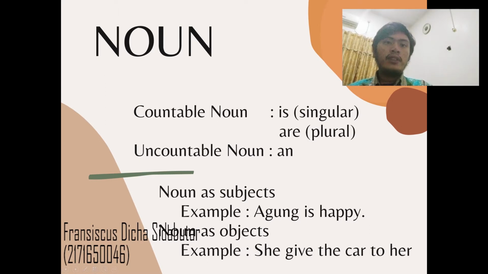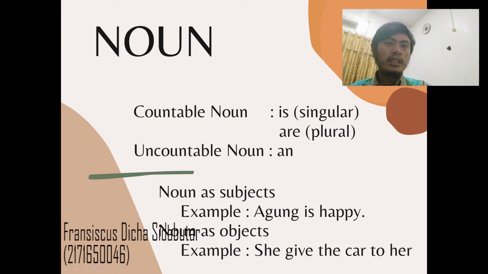The kinds of noun: the first, countable noun. It can be divided into two types. Singular, marked by is. Plural, marked by are. The second, uncountable noun. It's marked by an.